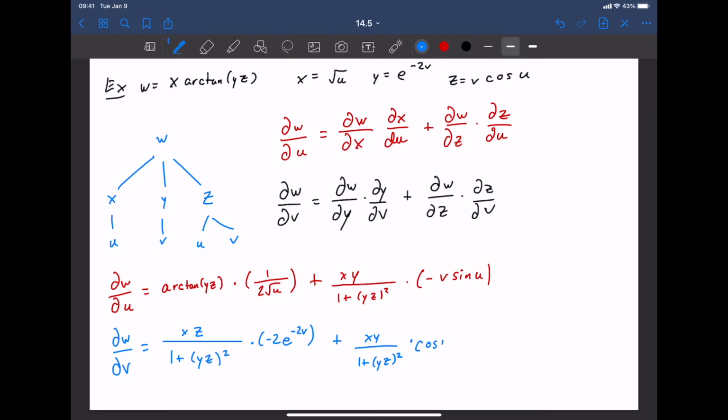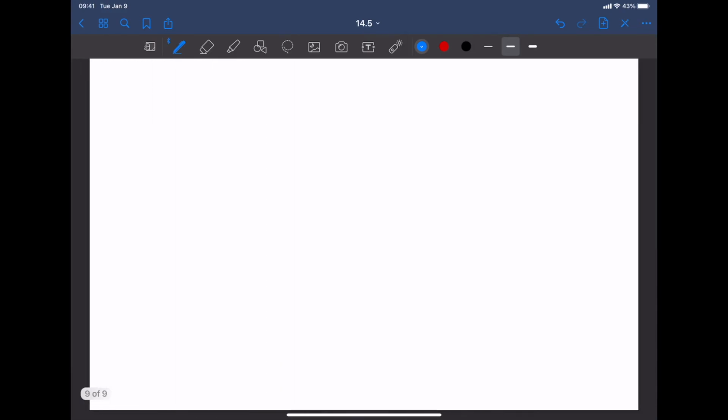Just cosine u. We're going to do one more example, kind of like everything all at once with an evaluation. Let's make w equal x squared y plus y squared z cubed.